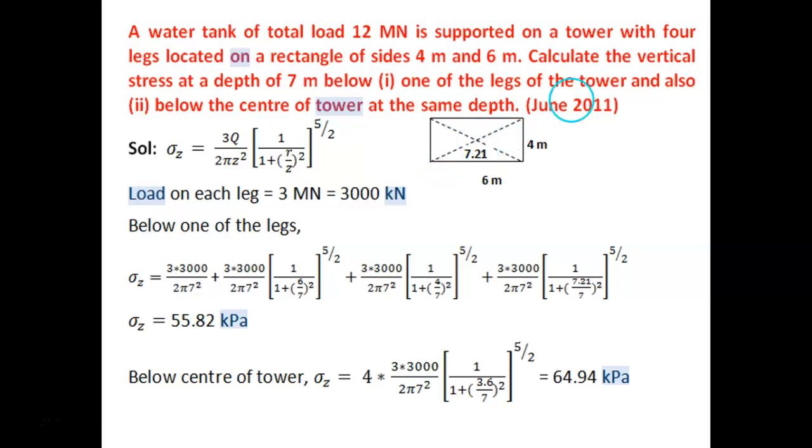So what is the radial distance here? It is nothing but half of the diagonal distance. So if you take the r value as half of the diagonal distance, and when you calculate the increase in stress due to 1 point load and multiply with 4, because there are 4 point loads, you will be getting the total increase in stress as 64.94 kilonewton per meter square.